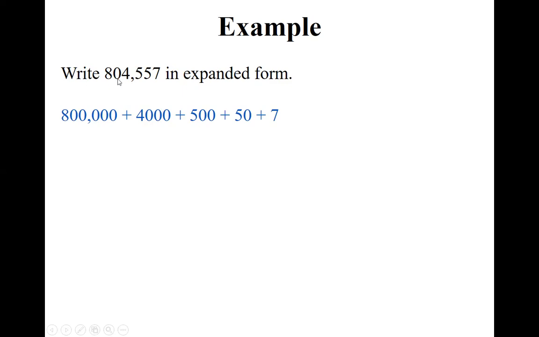0 we don't have to represent. 4 is in the thousands spot, so 4,000. 5 is in the hundred spot, so 500. 5 is in the tens spot, so 5 tens is 50. 7 is in the ones spot, 7 ones is 7. Another way of thinking of it is the 8 written with all zeros, and then the 4 written with all zeros, and then the 5 written with all zeros, the 5 written with all zeros, and then the 7.